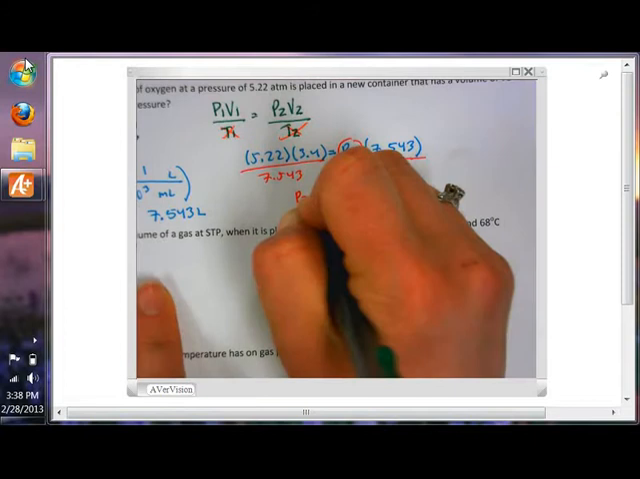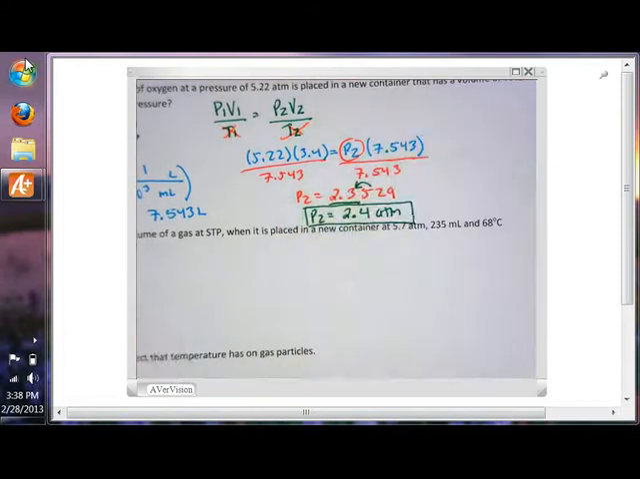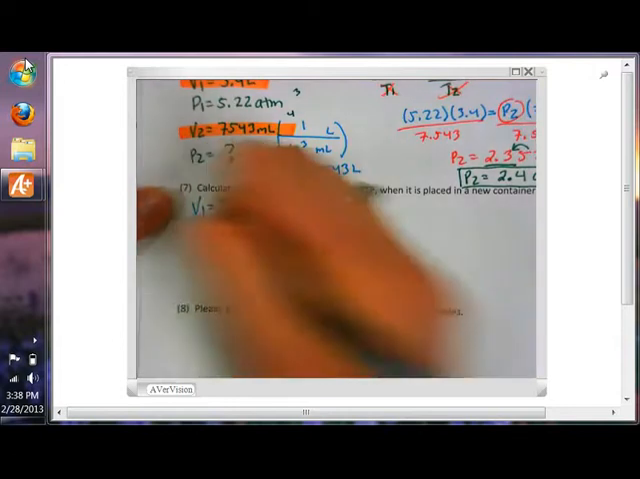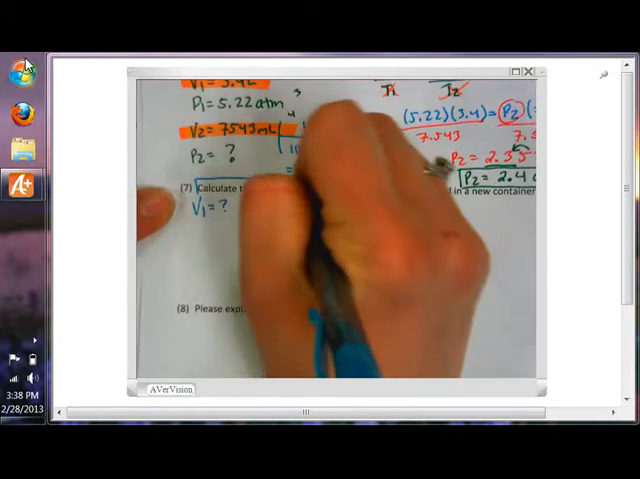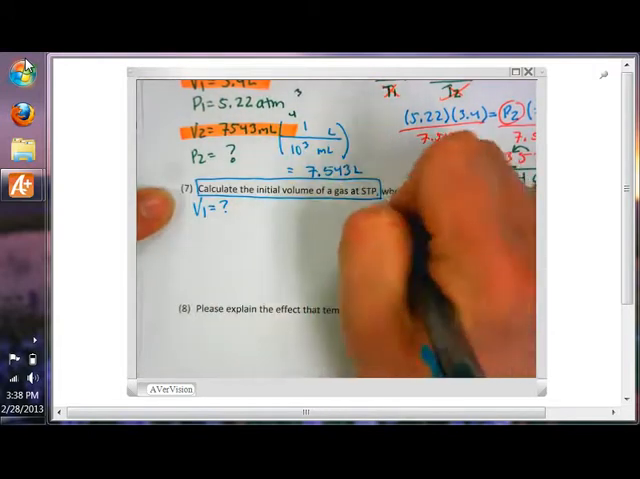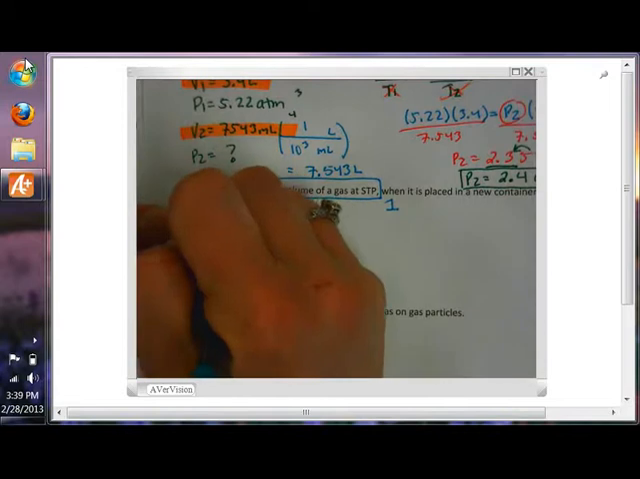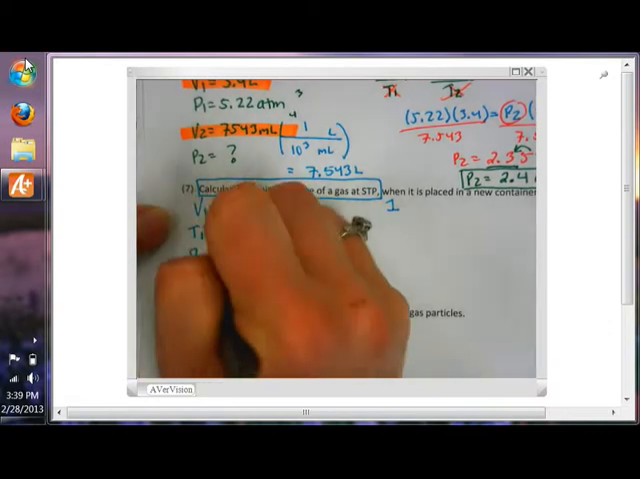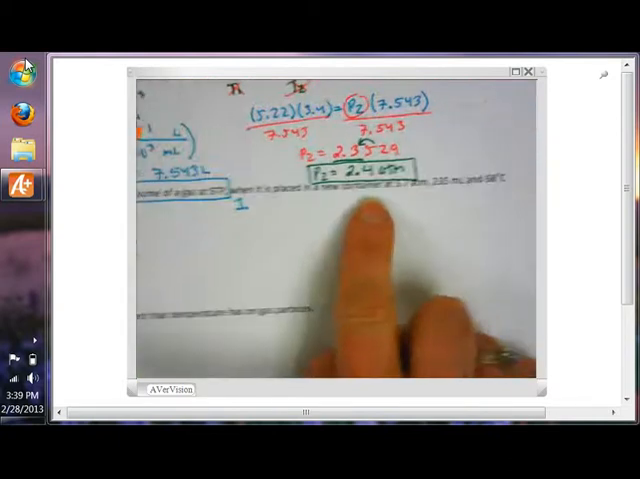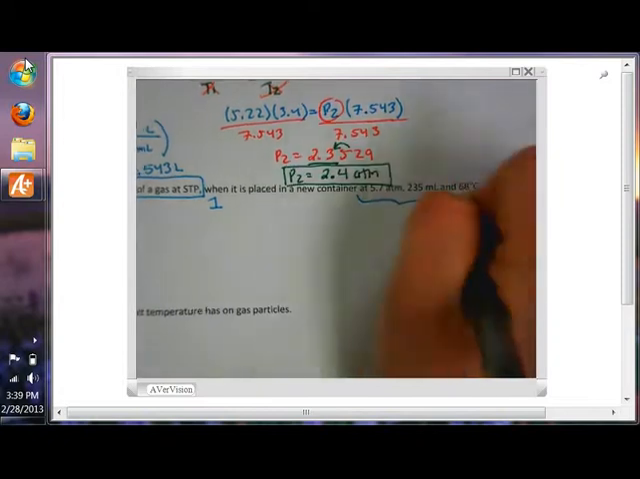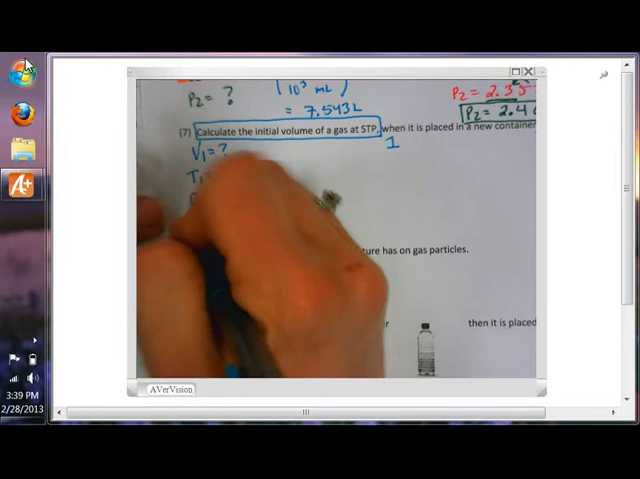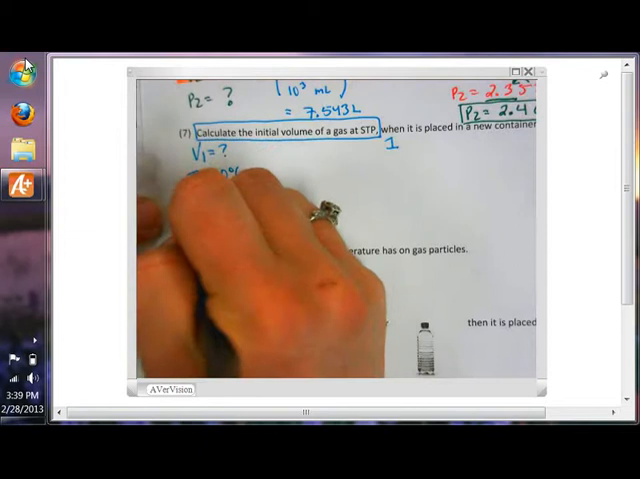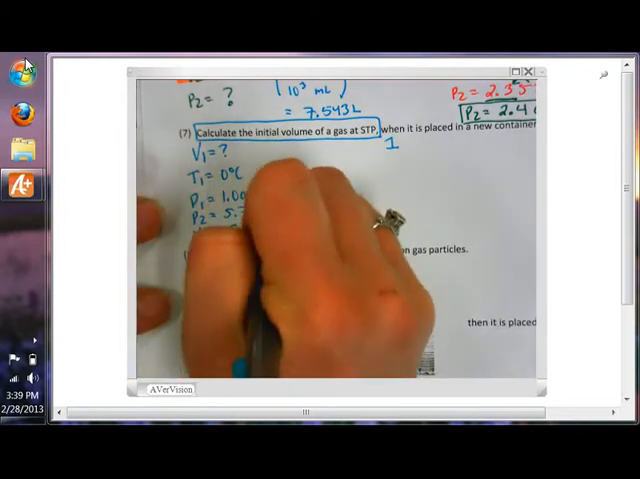Last but not least, number 7. Calculate the initial volume. So they want V1 of a gas at STP. So this right here, these are my ones. That means T1 is standard temperature and P1 is standard pressure, which is 1.0 atm. It's placed in a new container at these conditions. So these guys here, these are my 2s. So P2 equals 5.7 atm. V2 equals 235 milliliters. And T2 equals 68 degrees Celsius.